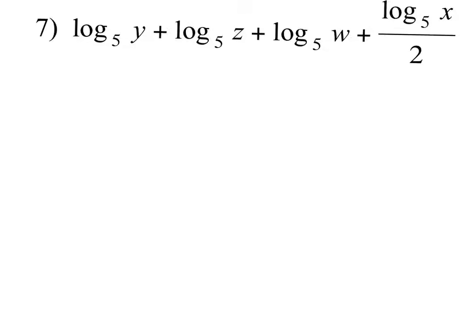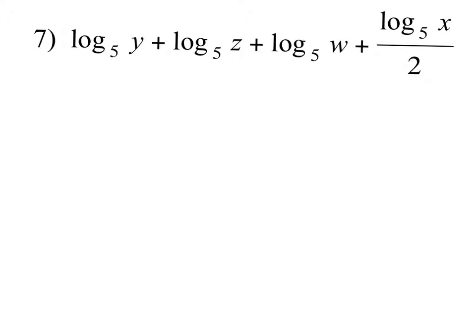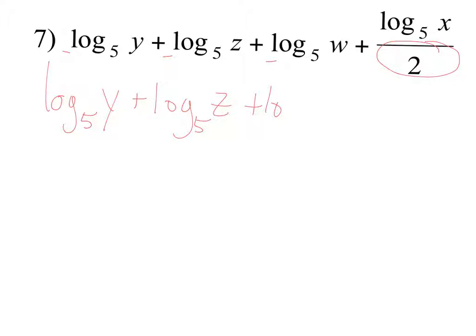For number 7, we're going to be combining again. And again, first thing we'll look for are powers, nothing, nothing, nothing. And here we're dividing by 2, so I'm going to rewrite that as a 1/2 power. So log base 5 of y plus log base 5 of z plus log base 5 of w plus log base 5 of x to the 1/2.